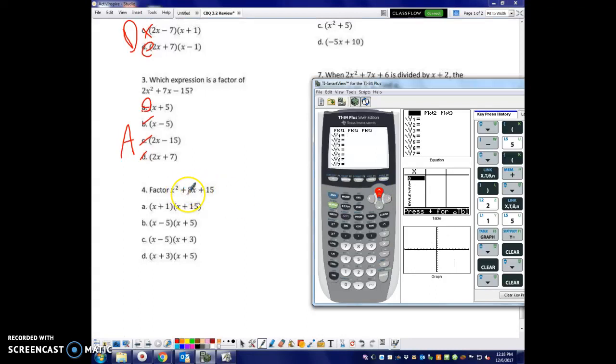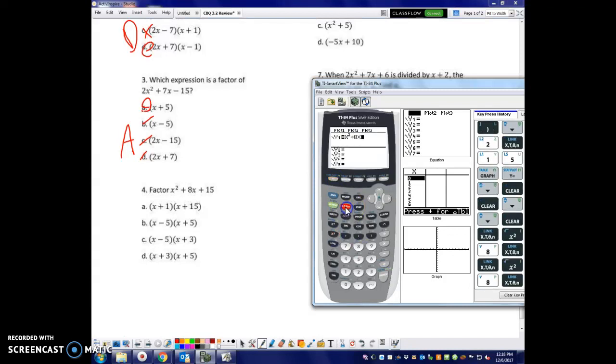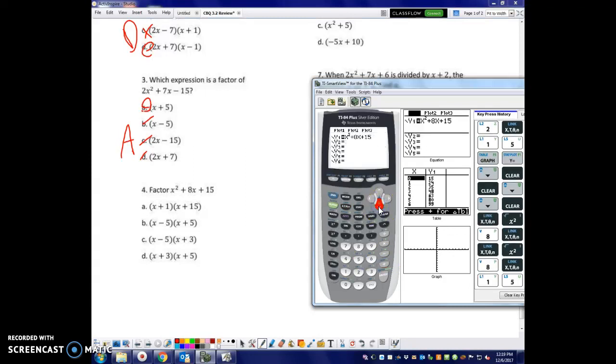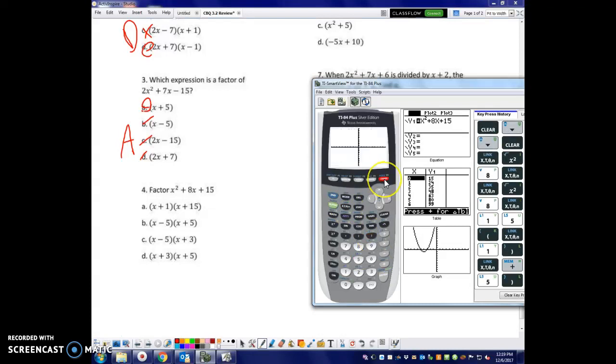Okay, so we're typing this in: y equals x squared plus 8x plus 15. Then we'll type in answer choice A, x plus 1, x plus 15. Graph it. There's 1. There's 2. Do they match? No, they do not. So it's not A.